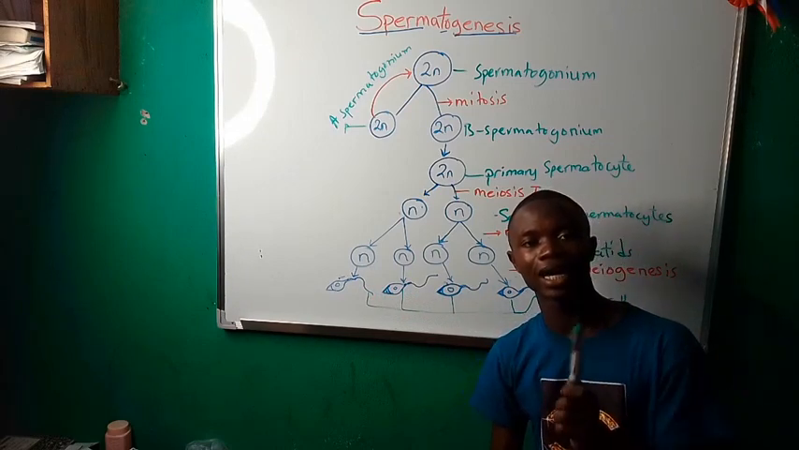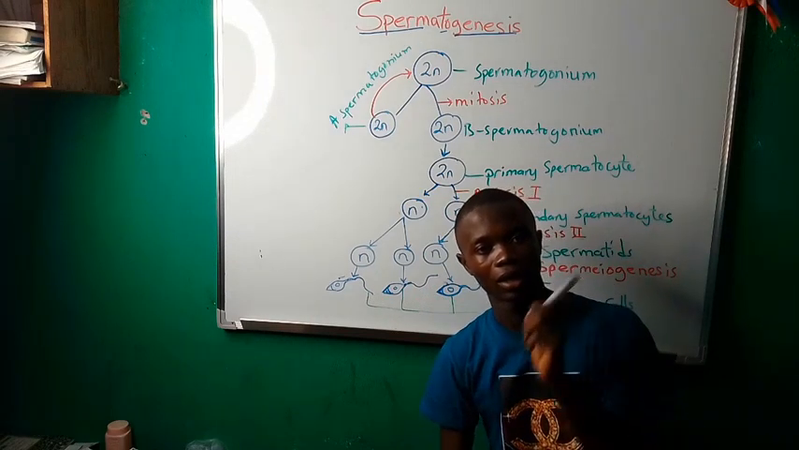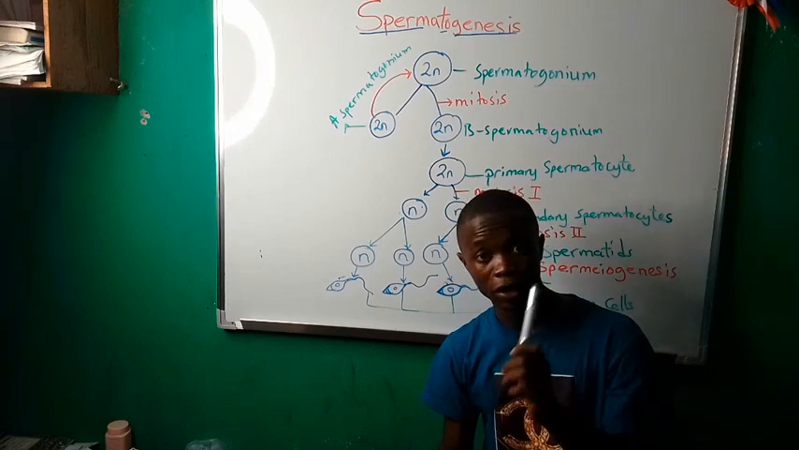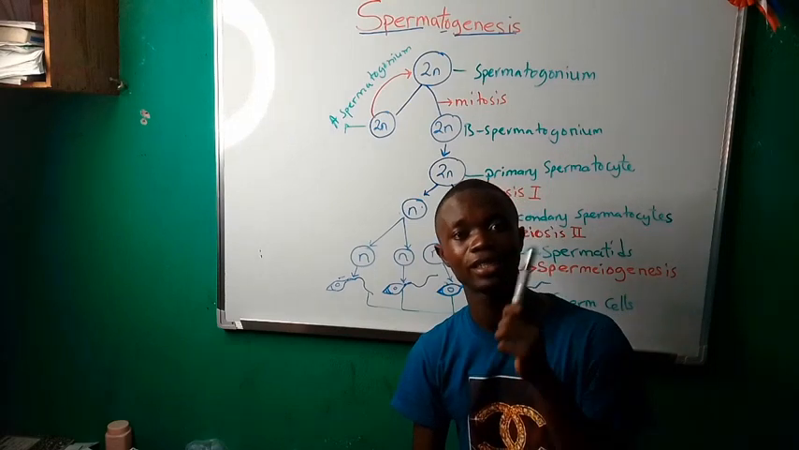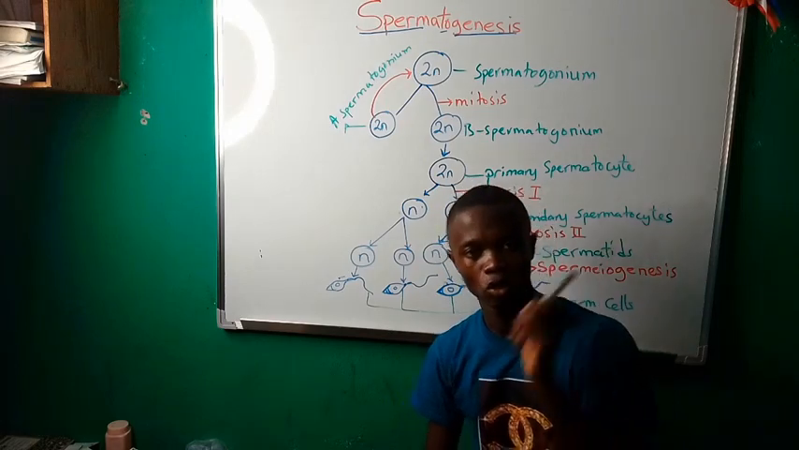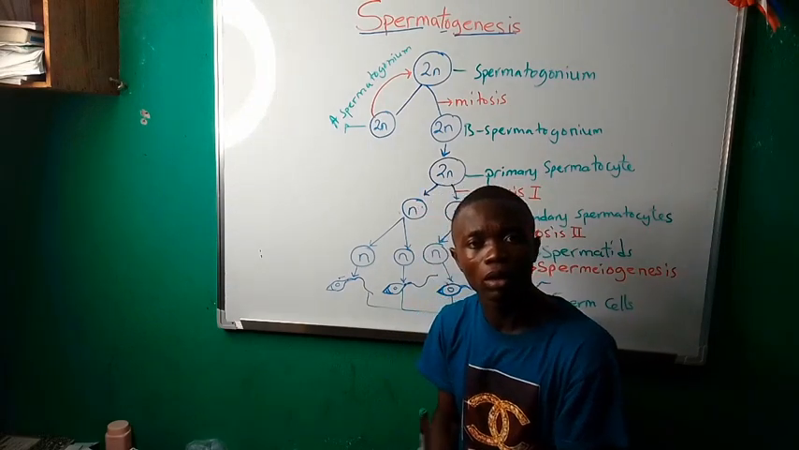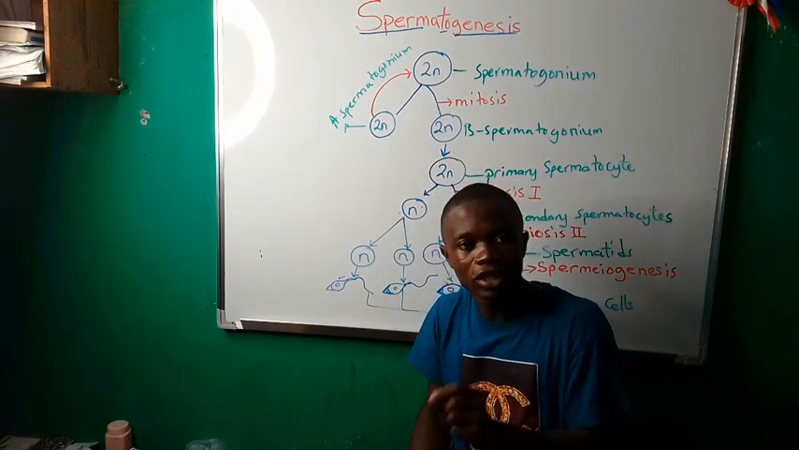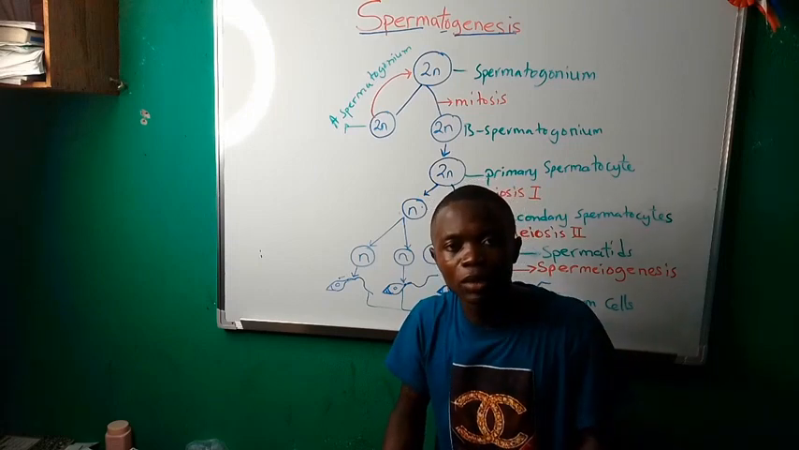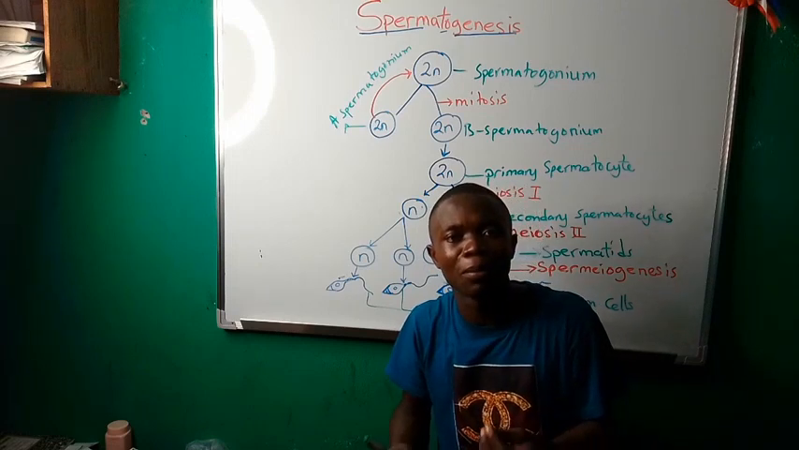Before this can start at puberty, there is a gland in your brain called the pituitary gland. The pituitary gland produces FSH, follicle stimulating hormone, and luteinizing hormone. Follicle stimulating hormone travels in the blood. It comes directly to a cell in the testis called the Sertoli cell. It will stimulate the Sertoli cell to produce androgen binding protein.